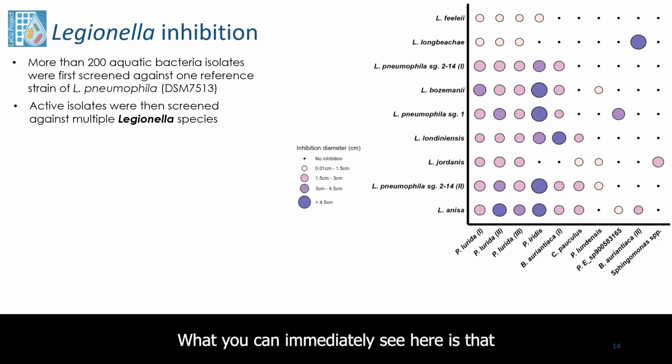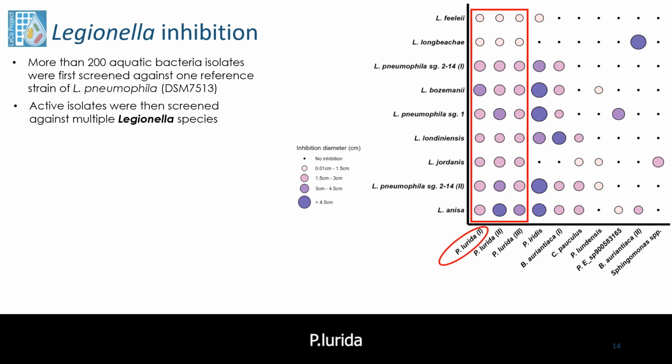What you can immediately see here is that this inhibition is different. There were only 3 isolates. They turned out to be the same species after all. They can inhibit all Legionella species tested in this work, while the others were inhibiting only some of them, and to a certain degree. Pseudomonas lurida, which is an environmental bacterium often found in water, could inhibit all the species of Legionella that we tested. And so we thought that this was really interesting.